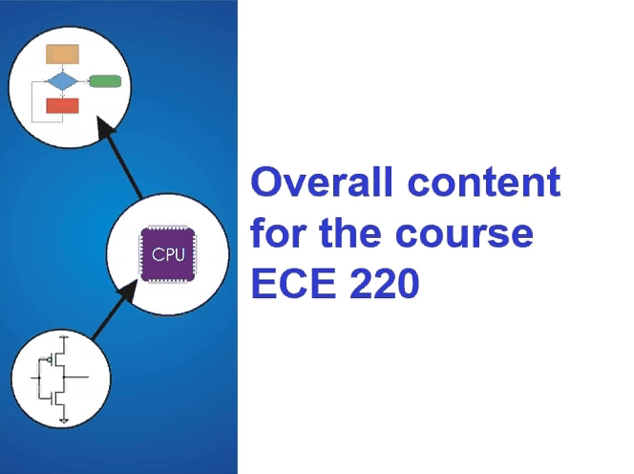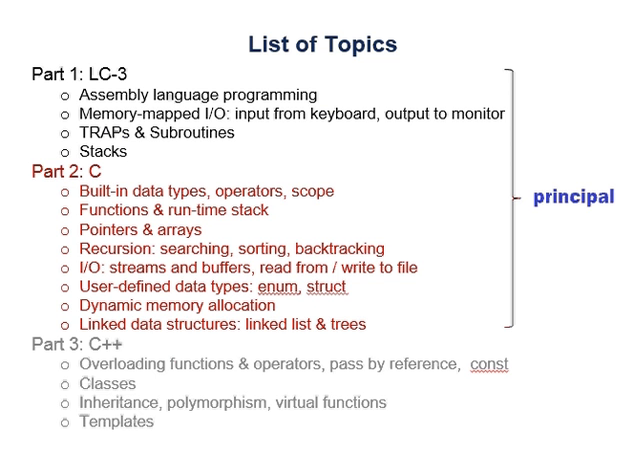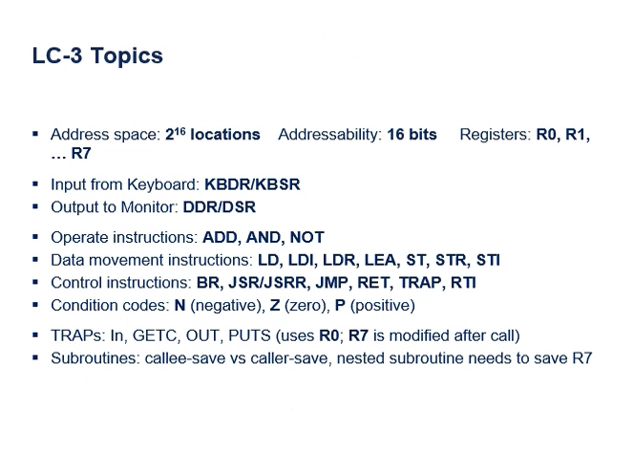Firstly, let's understand the overall content for the course. The list of topics: we have part 1 and C3, part 2 C, and part 3 C++. If we study only part 1 and part 2, because we don't have time to study all. But I'll say 3 topics.